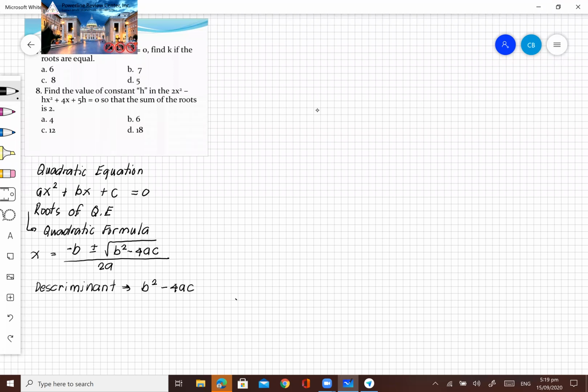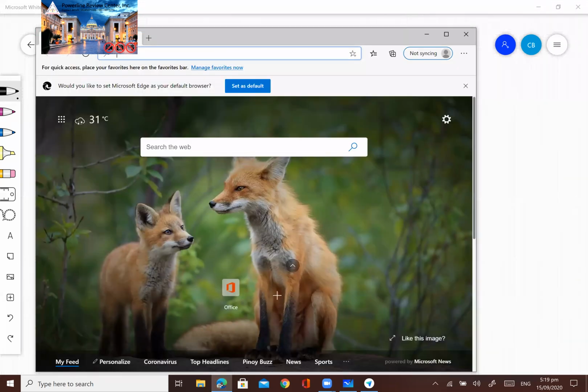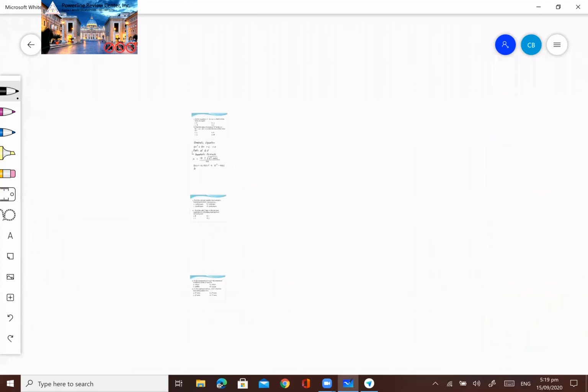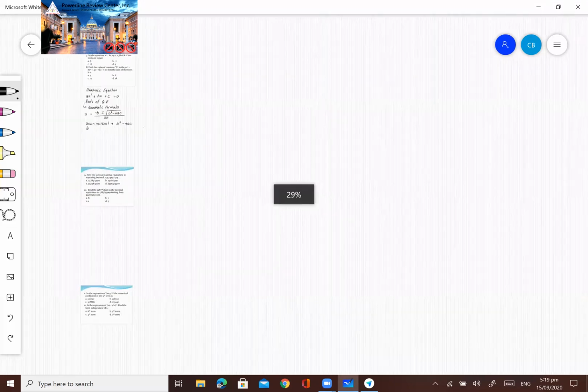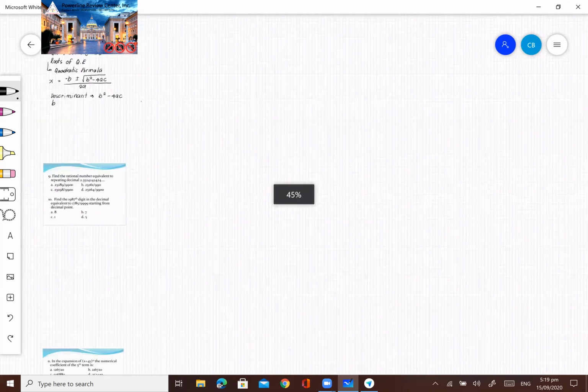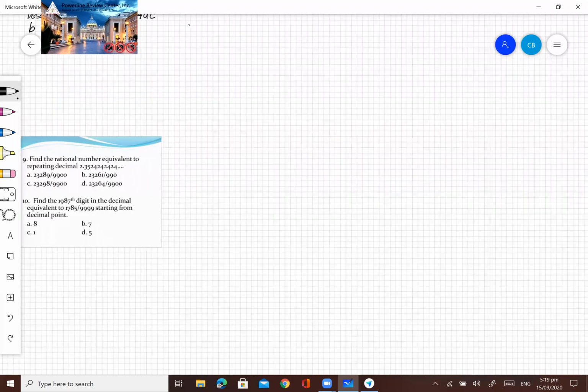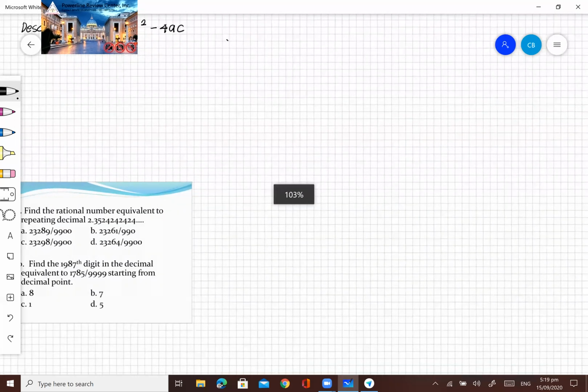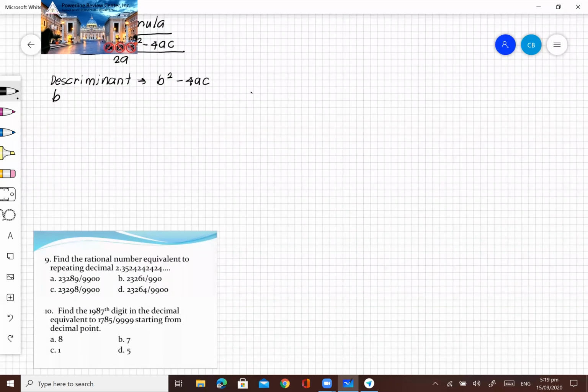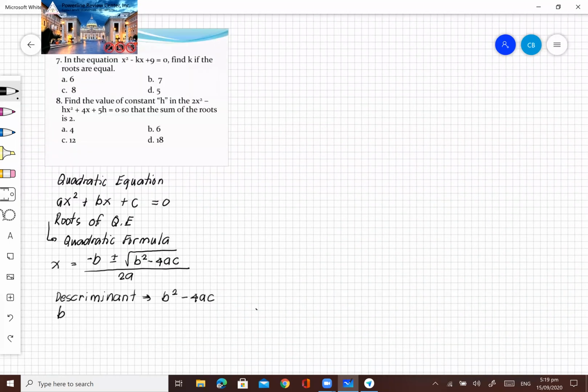Using the discriminant of our equation, we can determine the behavior of the roots of our quadratic equation, or the possible roots of the quadratic equation. Do you still remember the behavior of our discriminant?